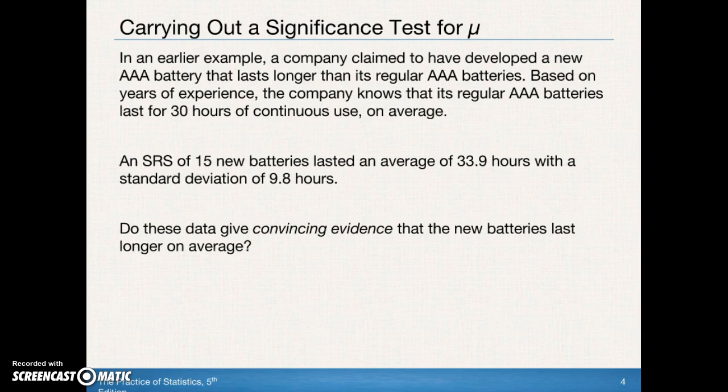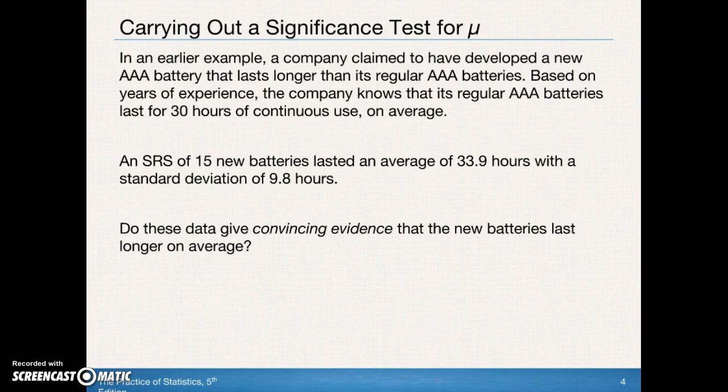So I'm just going to start with an example. We had, in your book, there was an early example. A company claimed to have developed new AAA batteries that last longer than regular AAA batteries. Based on years of experience, the company knows that the regular AAA batteries last for 30 hours of continuous use on average. They decide to take a simple random sample of 15 new batteries, and they lasted an average of 33.9 hours with a standard deviation of 9.8. Do these data give convincing evidence that the new batteries last longer on average? So they're going to again ask you about convincing evidence because we're doing a significance test.